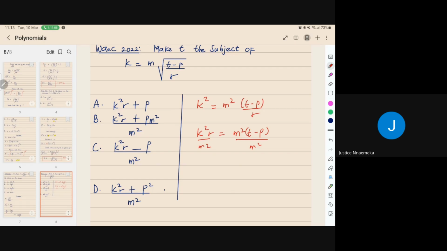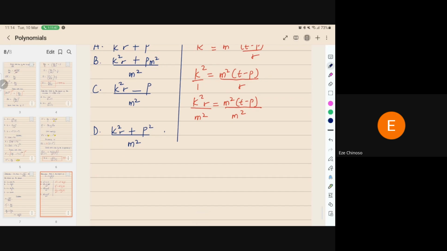Is that not so? Are you there? Yes. Nobody's talking. Now, I go again. So you understand what I'm saying? I have K squared here equal to M squared, open bracket T minus P, since I've opened up this thing, all over R. Now, when I cross multiply, I have K squared R is equal to M squared, open bracket T minus P. Now, I'll divide both sides by M squared. Now, when I do, let me demarcate this line further. I'm going to have right here that you are left with K squared R over M squared is equal to T minus P.